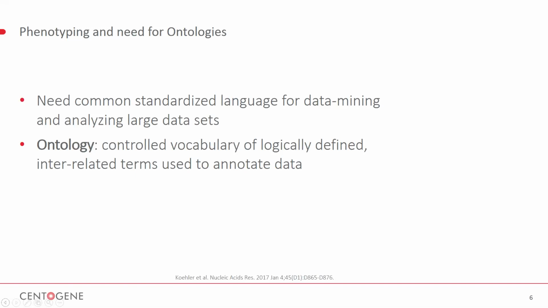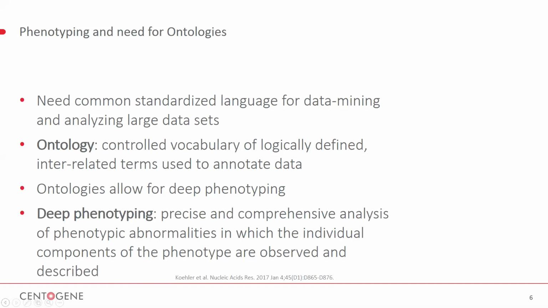The benefit of creating such an ontology for medical terms relevant to rare and common diseases is that it allows for deep phenotyping. When we say deep phenotyping, we're referring to a precise and comprehensive analysis of phenotypic abnormalities in which the individual components of the phenotype are observed and described. That is to say, by standardizing terminology, we become better able to annotate clinical profiles of given patients, known diseases, specific genes, and specific variants.